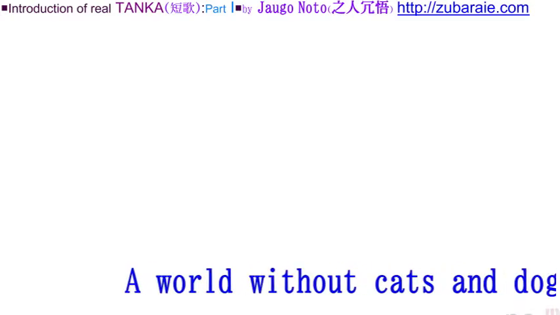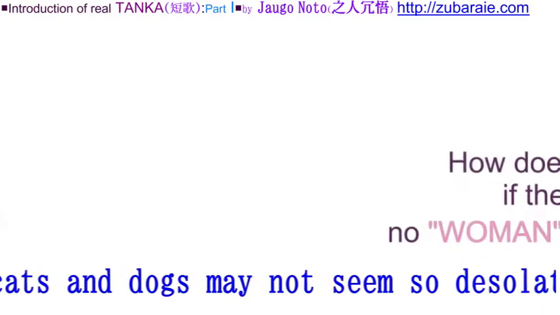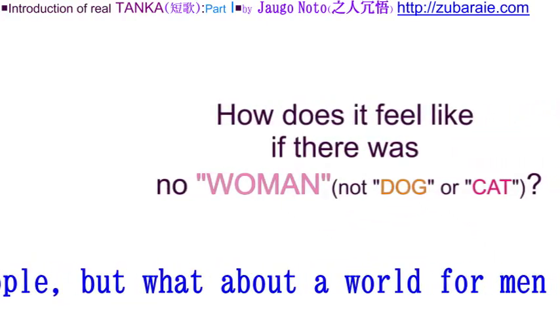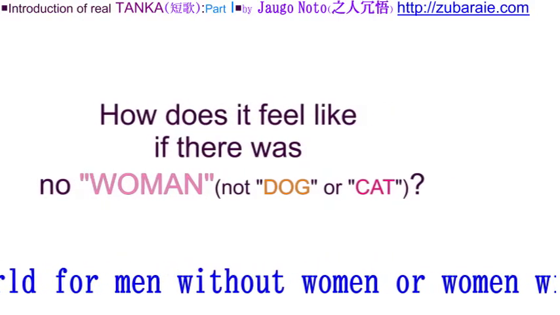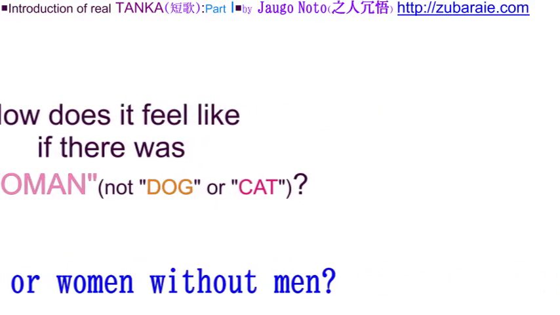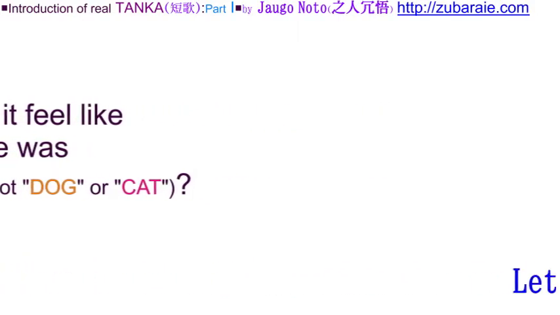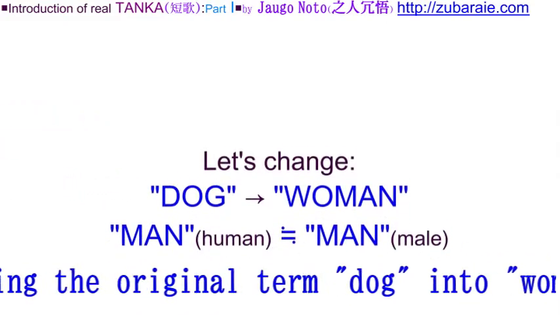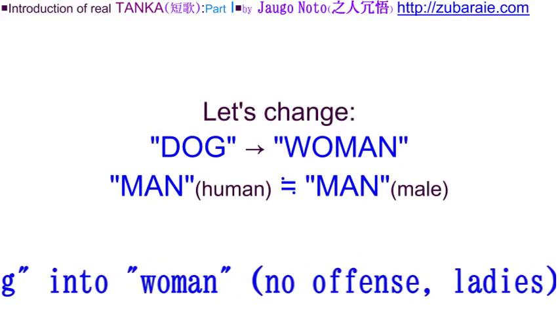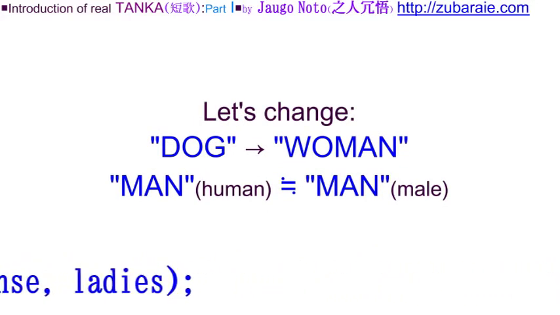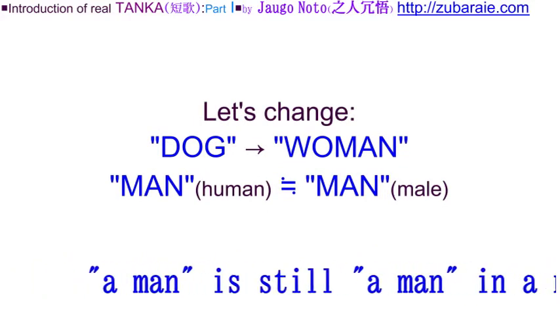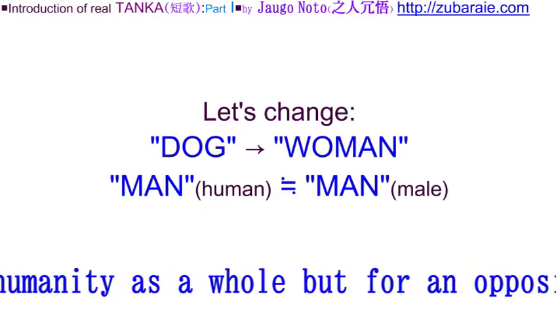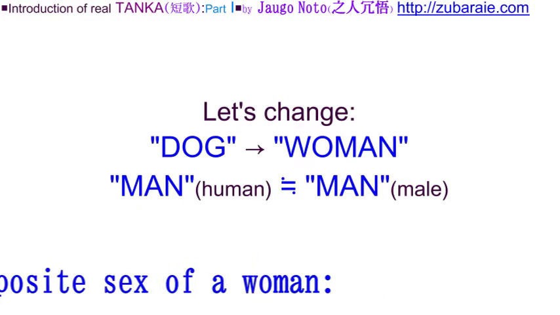A world without cats and dogs may not seem so desolate to some people. But what about a world for men without women, or women without men? Let's try changing the original term dog into woman. No offense, ladies. A man is still a man in a new rhyme that stands not for humanity as a whole, but for an opposite sex of a woman.